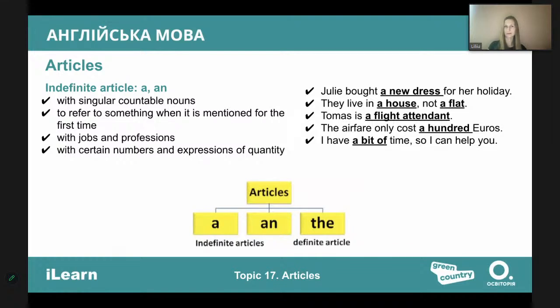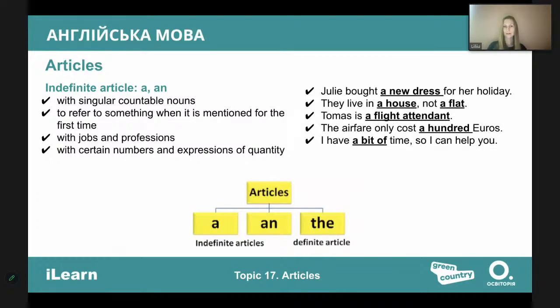Неозначений артикль, with jobs and professions. So always, if you speak about occupation, не лише роботи, а також рід занять. He is a student. Article a. Or for example, she's a housewife. Домогосподарка. Again, article a, it's her occupation.